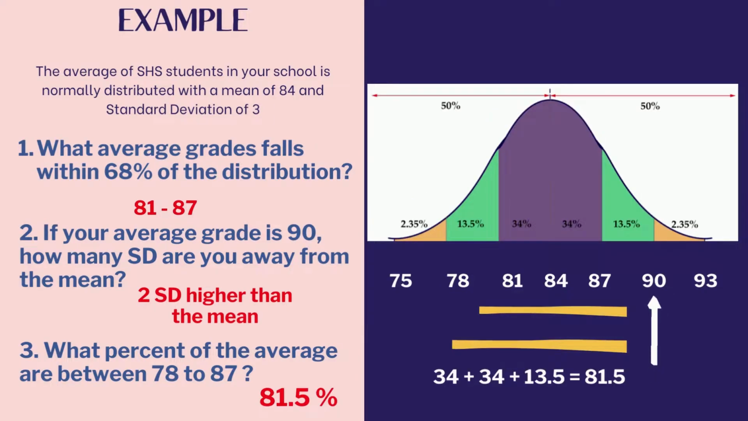Number 3 is, what percent of the average are between 78 to 87? So, what percent? Para makuha ang answer, i-add lang natin yung percentage ng nasasakop. So, 34 plus 13.5% is equal to 81.5%. And that's the answer.